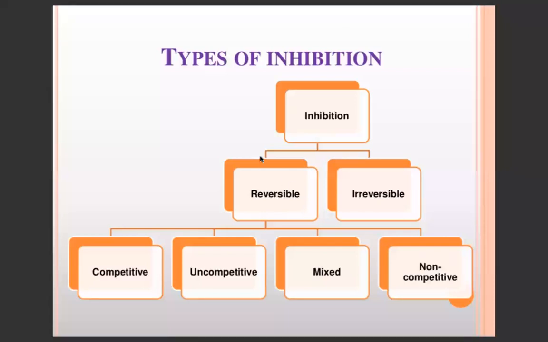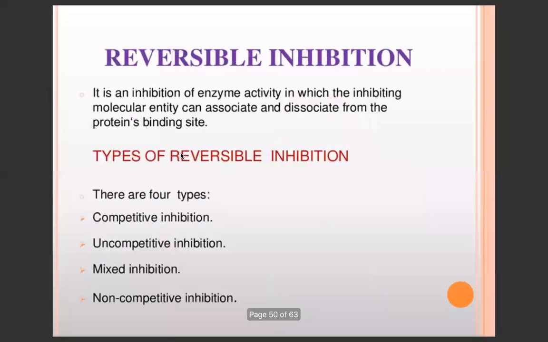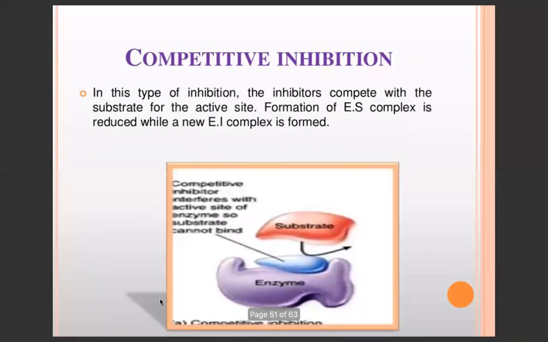Okay, now this reversible inhibitor is further classified into this. Now reversible inhibitor, there are 4 types: competitive, uncompetitive, mixed, and non-competitive. Competitive inhibitor: in this type of inhibition, the inhibitor competes with the substrate for the active site. Formation of enzyme substrate complex is reduced while a new enzyme inhibitor complex is formed.